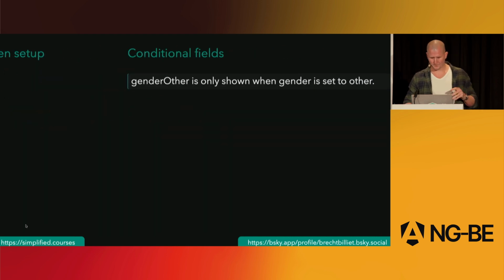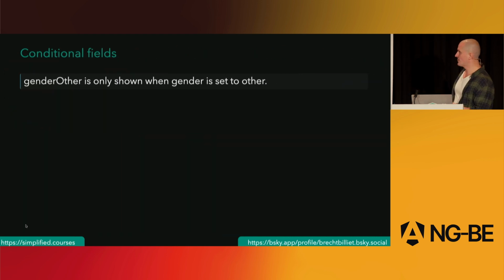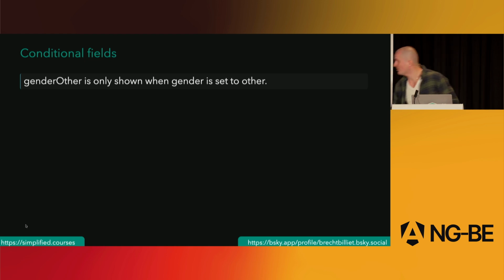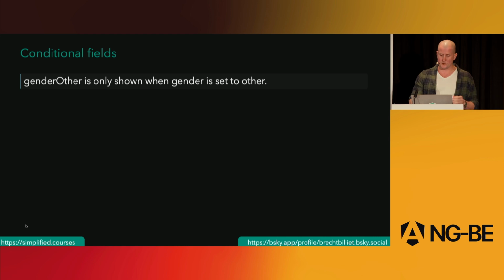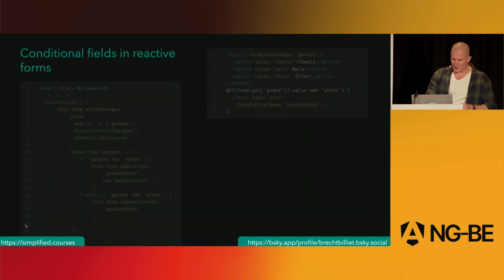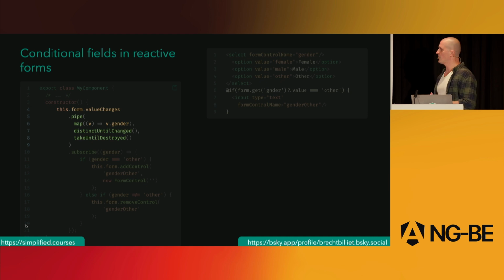All right. So conditional fields: the gender order is only shown when the gender is set to other. Now, how would we do that with a reactive form? We have this cool reactive API, valueChanges. So we can pipe to the gender, and then we have to do the distinctUntilChanged so it doesn't emit that often. And then we have to avoid memory leaks, so we use the takeUntilDestroyed.